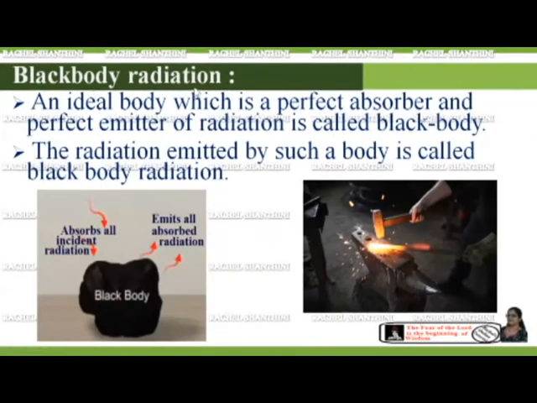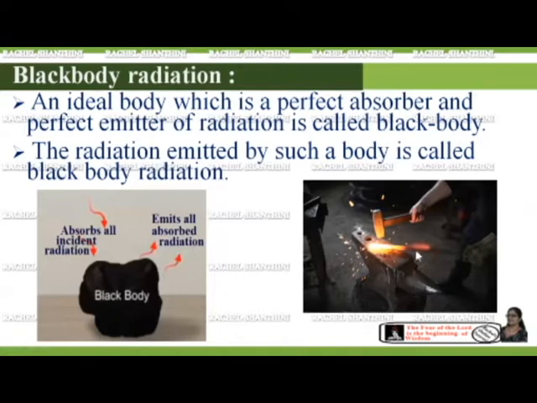Black body radiation. A black body is an ideal body which is a perfect absorber and perfect emitter of radiation. The radiation emitted by such a body is called black body radiation. A black body absorbs all incident radiation and emits all absorbed radiation.